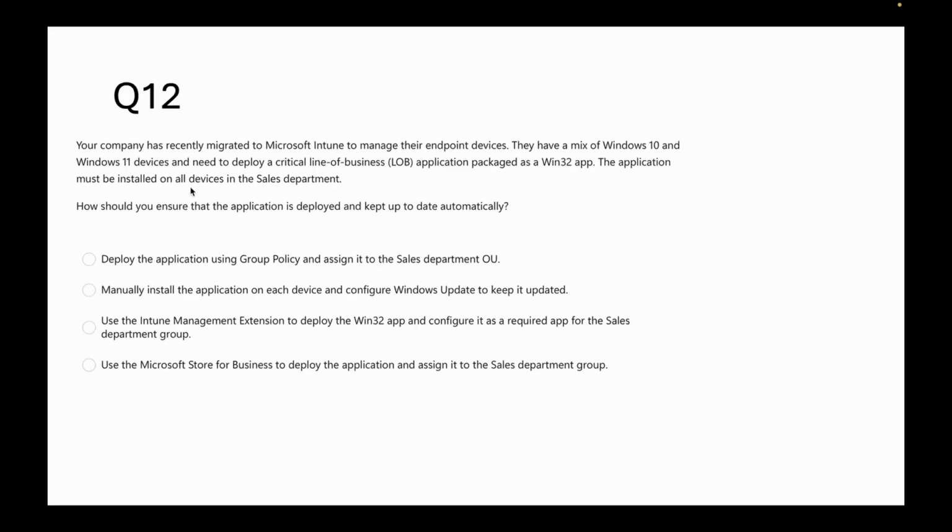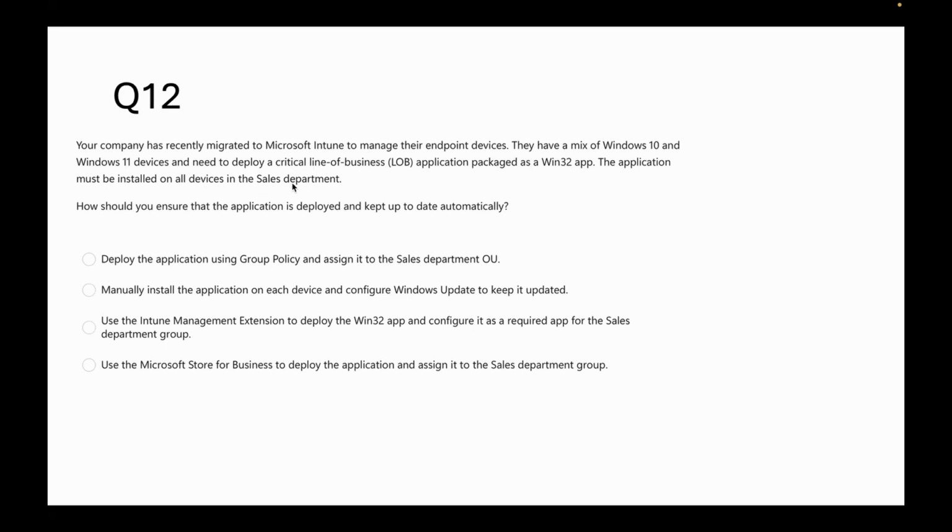Okay, so let's explore question number 12, where it says your company has recently migrated to Microsoft Intune to manage their endpoint devices. You have a mix of Windows 10 and Windows 11 devices and need to deploy a critical line of business application packaged as a Win32 app. The application must be installed on all devices in the sales department. How should you ensure that the application is deployed and kept up to date automatically?